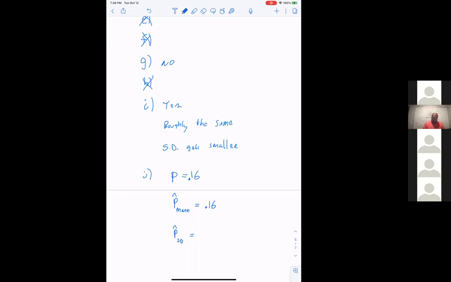What was the formula for the standard deviation of a proportion? Is it the square root of p times 1 minus p over the square root of n? Yeah, so it's equal to the square root of 0.16 times 1 minus 0.16, divided by n. Just n. Okay. So what is 1 minus 0.16?